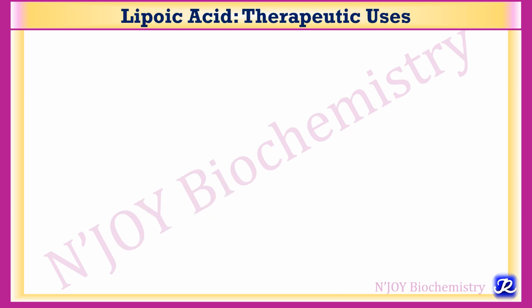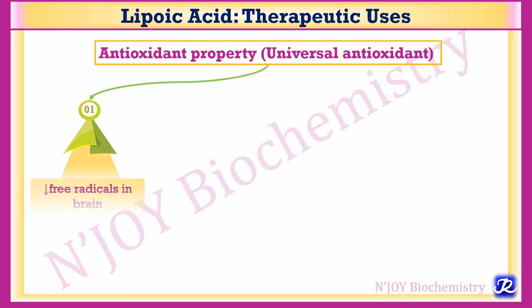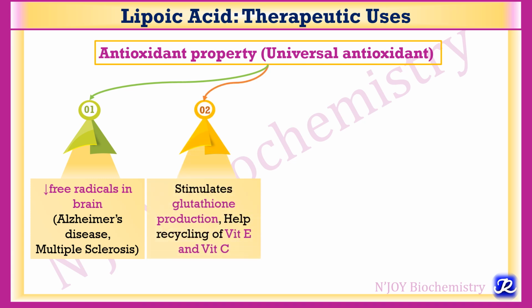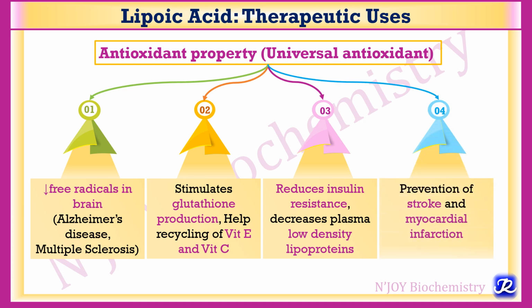Lipoic acid has various therapeutic uses also because of its antioxidant property, and it is called the universal antioxidant because it reduces free radicals in brain, and that is why it is important in Alzheimer's disease, multiple sclerosis. It stimulates glutathione production, and it helps in recycling of vitamin A and vitamin C. It reduces insulin resistance, decreases plasma LDL. And it may be useful for prevention of stroke and myocardial infarction.